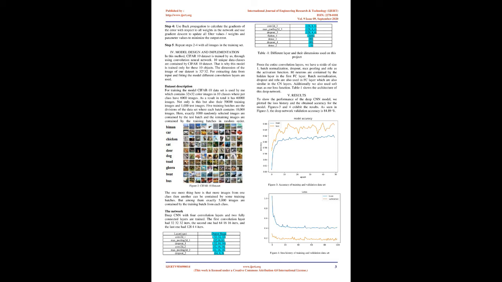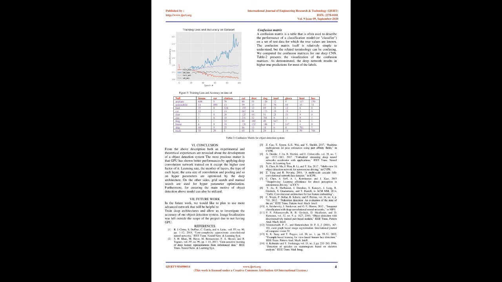In all the convolution layers, we have a stride of size 1, batch normalization, dropout, max pooling and ReLU as the activation function. 80 neurons are contained by the hidden layer in the first FC layer. Batch normalization, dropout, and ReLU are also used in the FC layer, similar to the convolution layers. Additionally, we also used softmax as our loss function. Table 1 shows the architecture of this deep network.